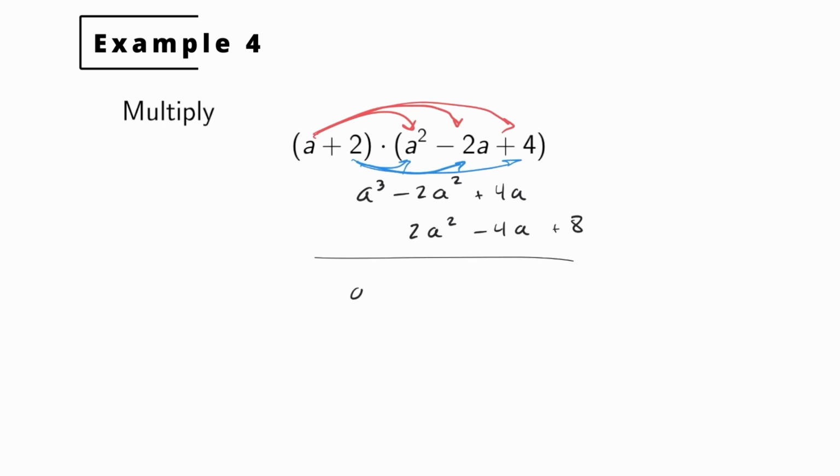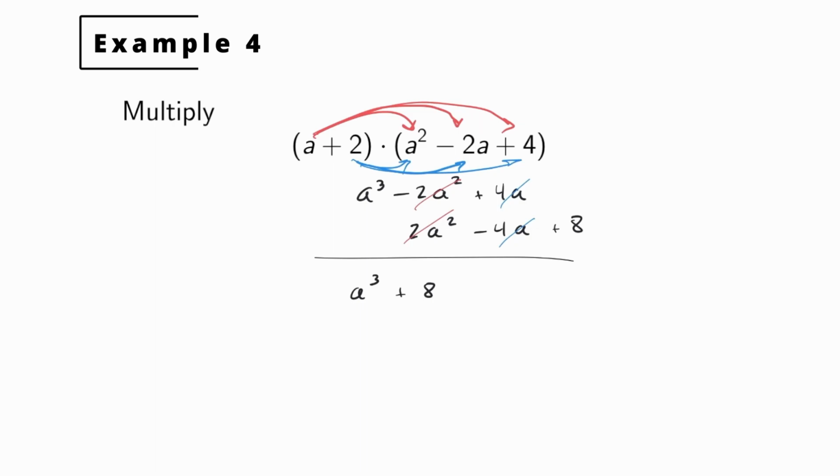You have a cubed, you have negative 2a squared plus 2a squared is 0a squared, okay? So these cancel each other out. Then you have 4a minus 4a, those also cancel each other out. And then finally you have 8 plus 0. So this ends up just being a cubed plus 8.